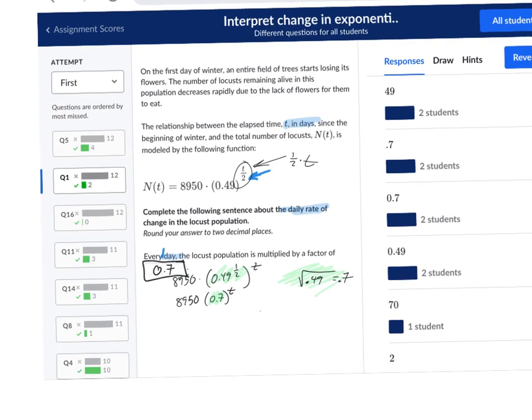Okay, so both of these problems involved us rewriting the equation so that it matched what they're asking for. I hope that helps.